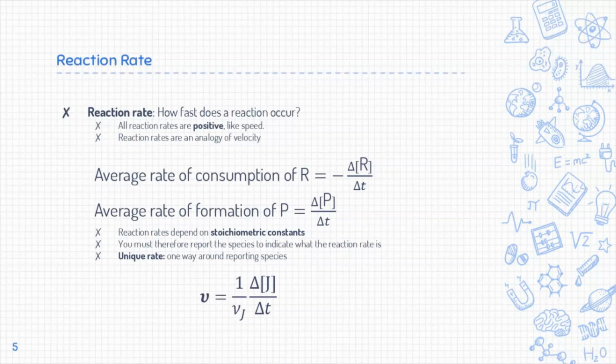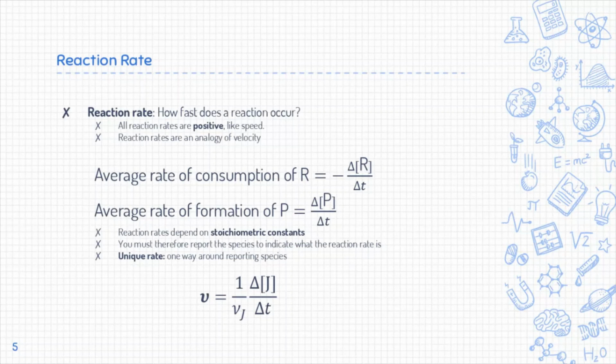Because it would be kind of stupid if you said something like the average rate of consumption is negative, because that would mean that it's forming, which is weird. So it gets confusing if we introduce a direction into reaction rates. So what chemists like to do is keep most reaction rates positive if possible, right?